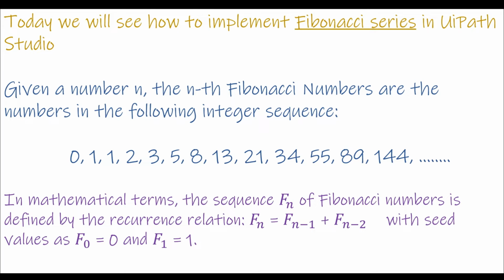In mathematical terms, the sequence f of n of Fibonacci numbers is defined by the recurrence relation, f of n equals f of n minus 1 plus f of n minus 2, with seed values as f of 0 equals 0 and f of 1 equals 1.